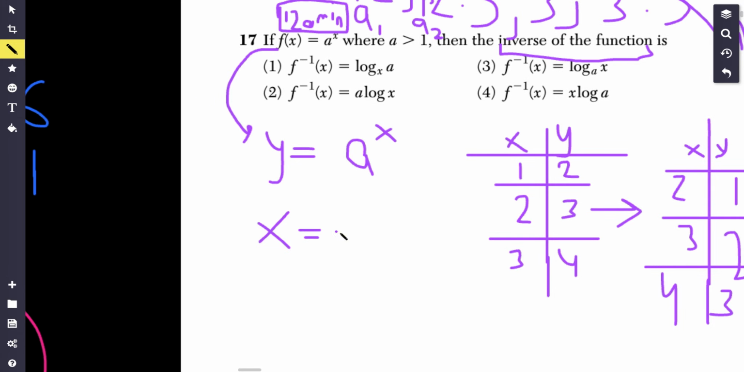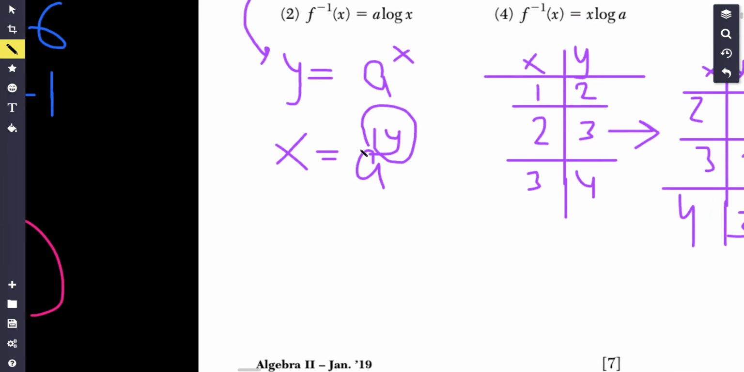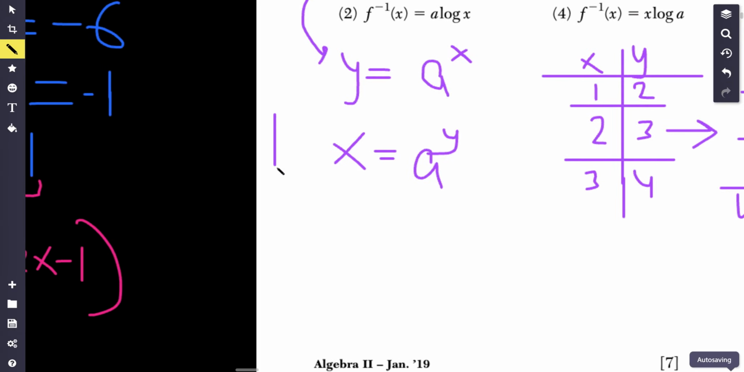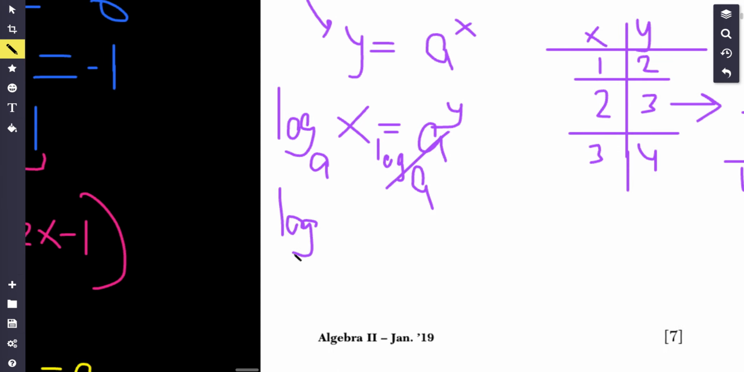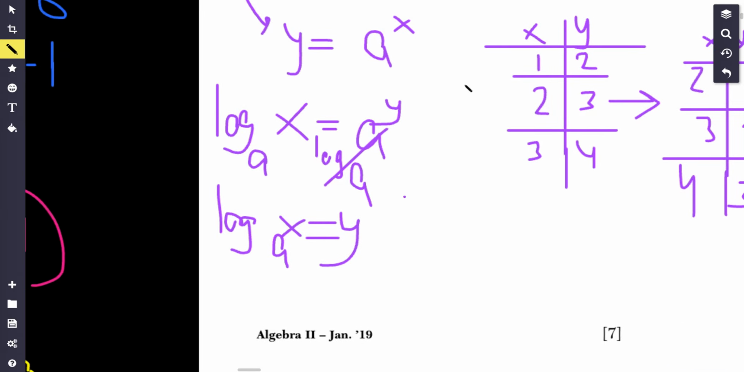So we get x is equal to a to the y power. Now what I'm going to do is I'm going to solve for y. So in order to solve for y, I have to take log base a on both sides. So the a's cancel out, and I get log base a of x is equal to y. In case y'all don't know what logarithms are, once again, I'm pretty sure, like 100% sure, I have a video on that. Feel free to check that out.